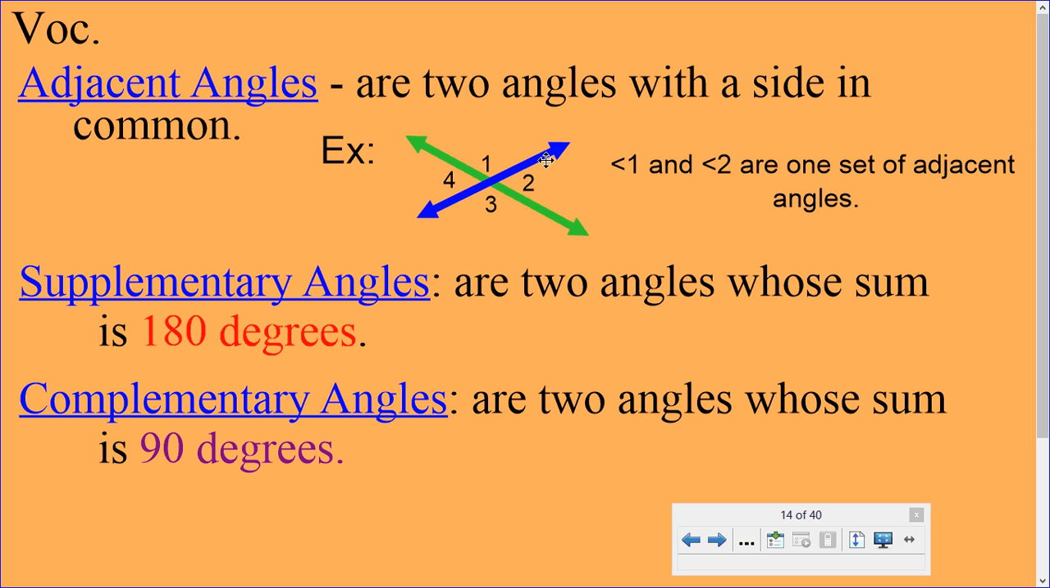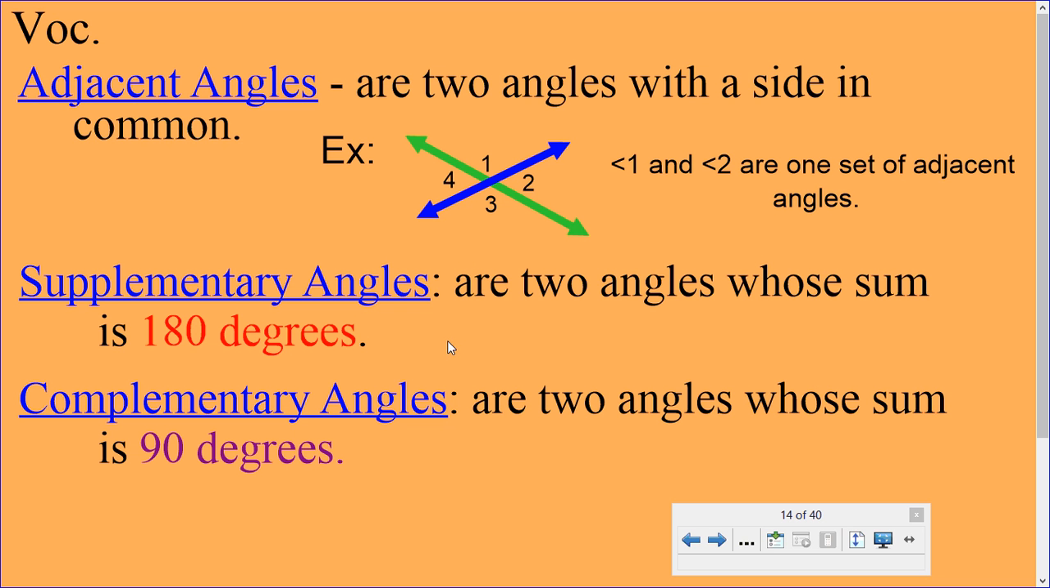They're sharing this side in common, so this side would be shared with angle 2 as well as being shared with angle 1, the blue line. So that's what we mean by adjacent. There are other angles that are adjacent, like 2 and 3. They're sharing this green side here. So angle 2 and angle 3 would be adjacent. So 3 and 4, 4 and 1. So the adjacent angles are two angles with a side in common.